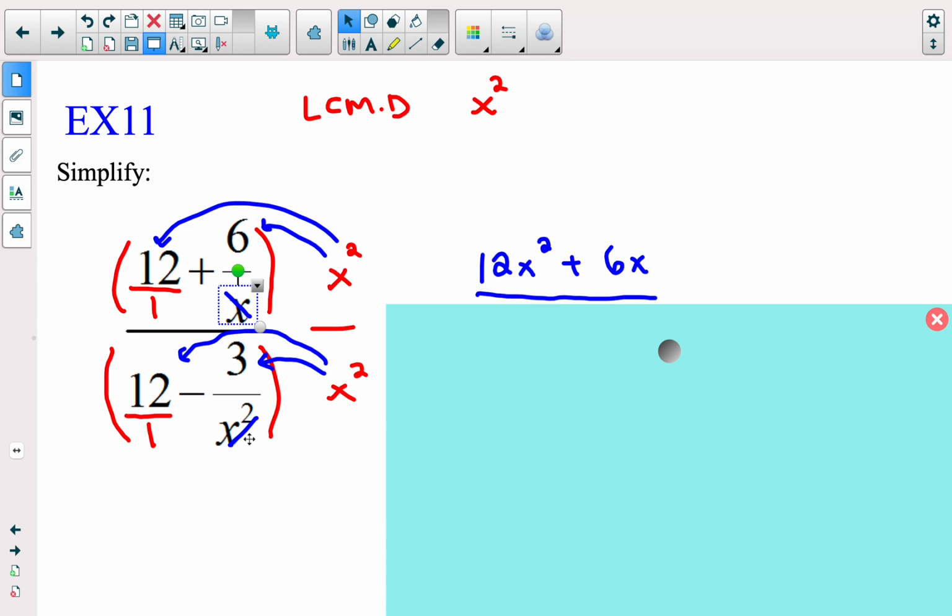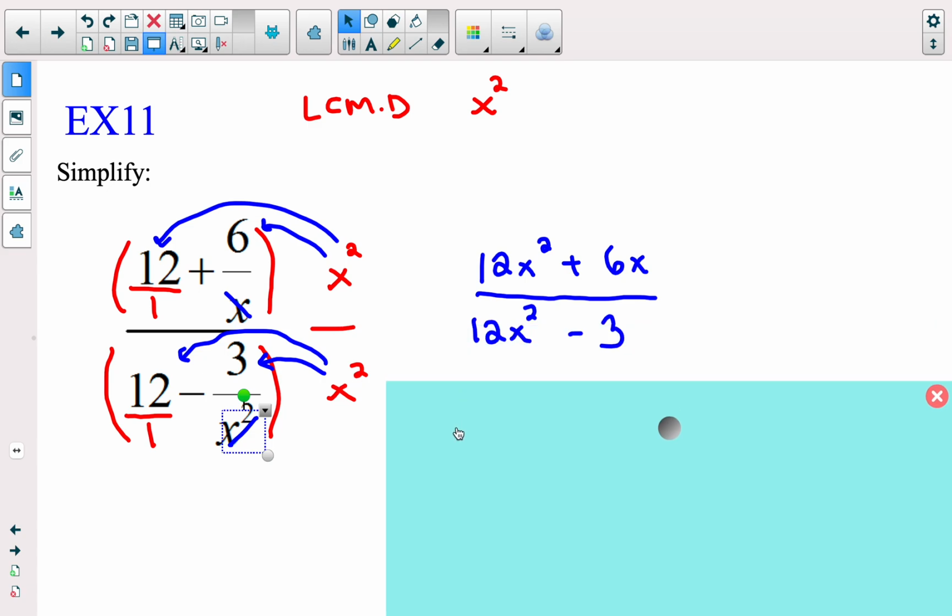In the denominator, when we multiply by x squared, we're going to end up with a 12x squared, and then we're going to end up with a minus 3 after the denominator x squared here simplifies with the x squared that we're multiplying by, leaving us with this denominator.